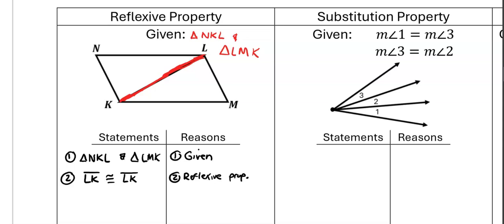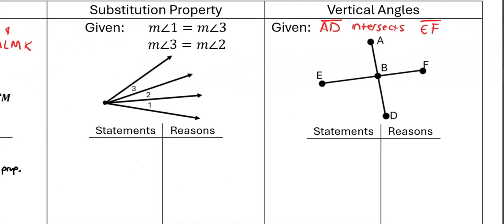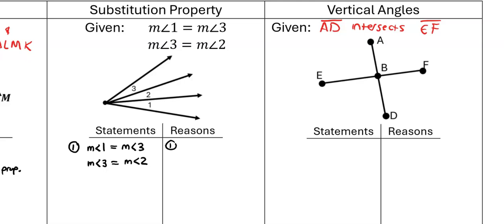Now, here's another property that we've learned in the past, called the substitution property. I have a picture of some angles up here, and what I'm giving you as ironclad fact is that the measure of angle 1 is equal to the measure of angle 3, and also the measure of angle 3 is equal to the measure of angle 2. So this has all been given to me.